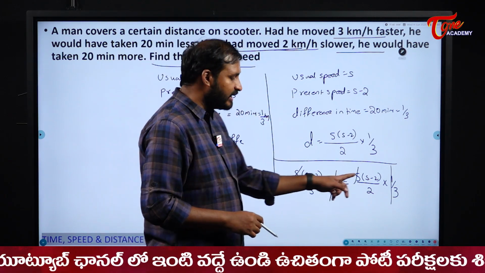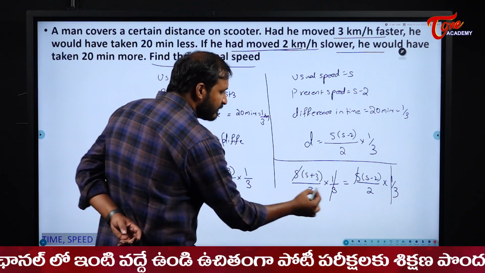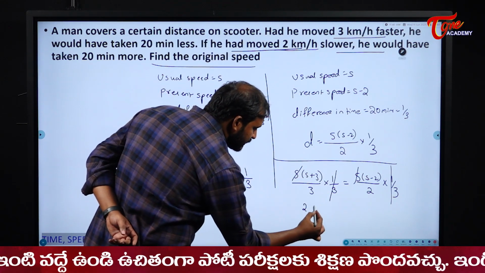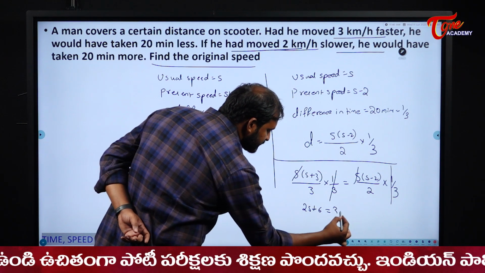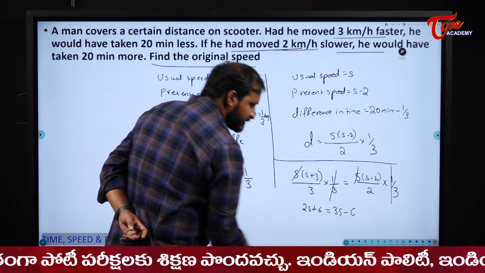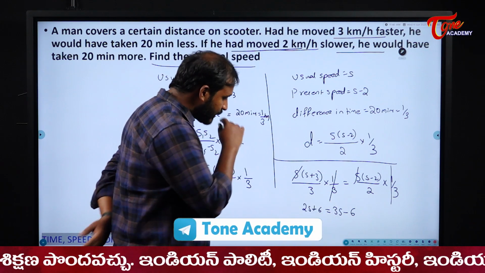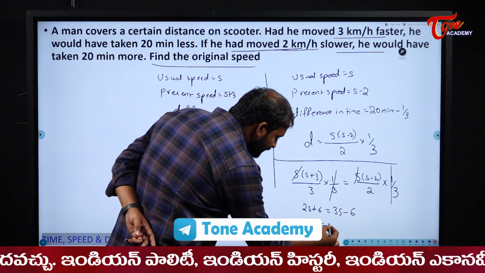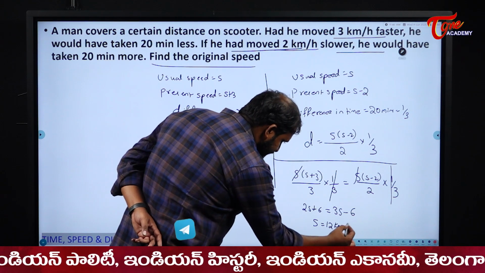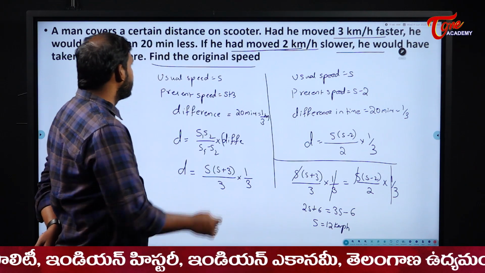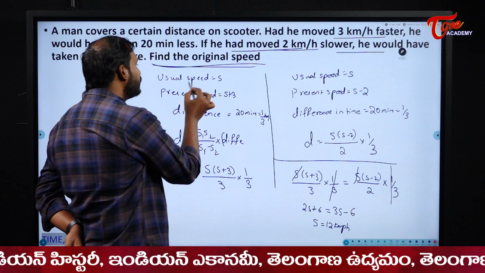S plus 3 by 3, S minus 2 by 2. So cross multiply this: 2 into S, 2S plus 6, 3S minus 6. When I send 2S to that side and minus 6 to this side, S is equal to what I will get here? 12 kmph. Find its original speed or the usual speed.